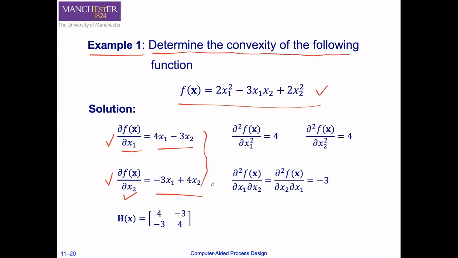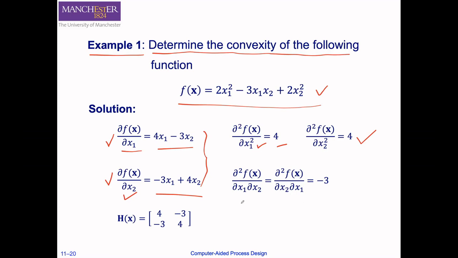Using these two partial derivatives, we can calculate the second partial derivatives with respect to each x. The second partial derivative of f(x) with respect to x1 is equal to 4. The second partial derivative with respect to x2 is also equal to 4.